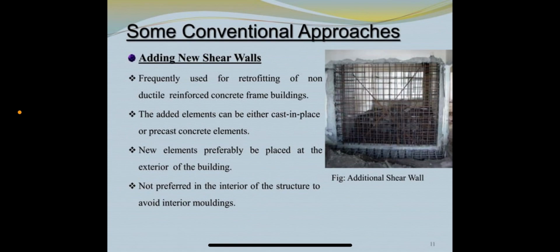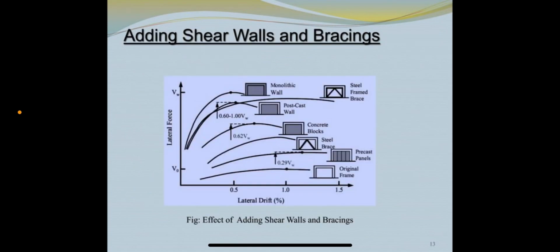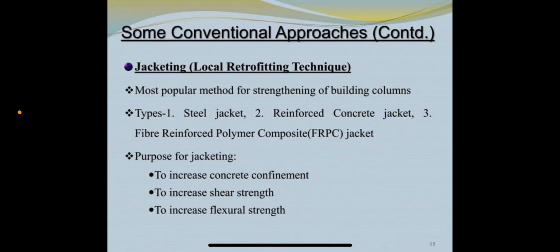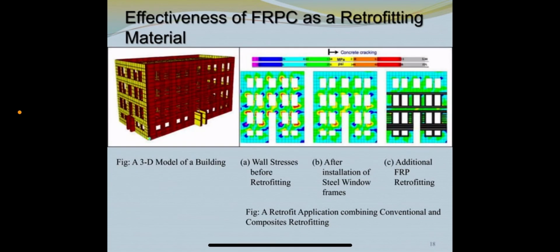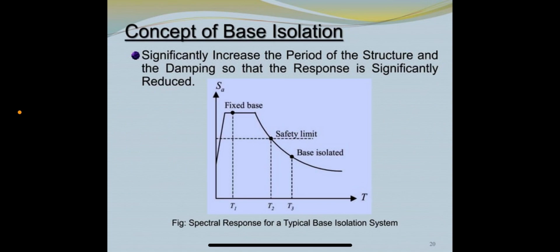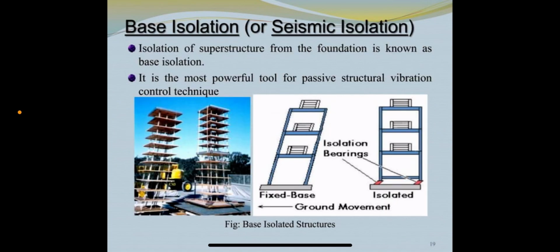This is the adding of new shear walls and shear wall bracings, and adding steel bracings. This is column jacketing, and this is beam jacketing. Now the seismic retrofitting concept of base isolation. This is a base isolation technique. Isolation of the superstructure from the foundation is known as base isolation, and this is the most powerful tool, a passive vibration control technique.